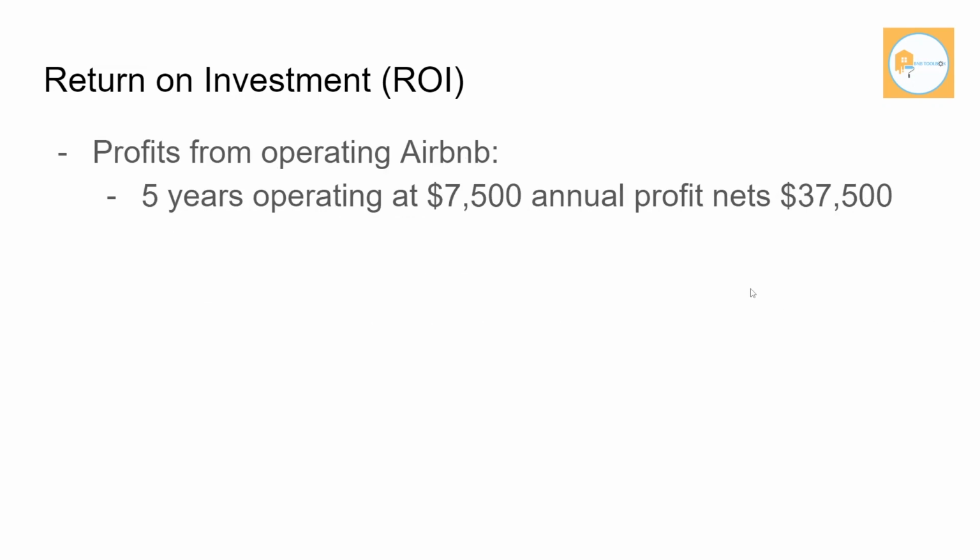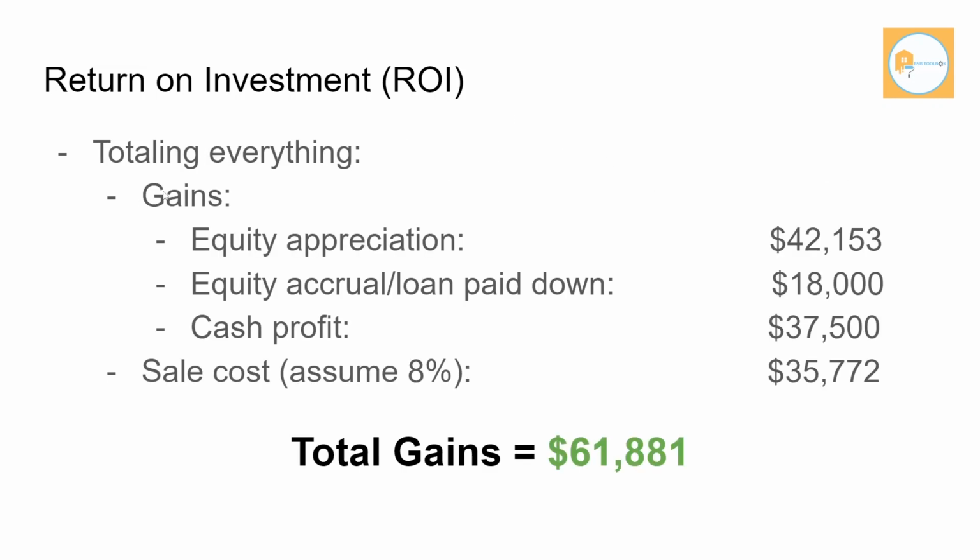Next, we're going to calculate the profits from operating the Airbnb. So if you're operating it for 5 years and we're not assuming any rate changes in those 5 years in terms of what is being charged to the guests, then you can multiply the $7,500 of annual profit times 5, which nets about $37,000. Now let's total everything.